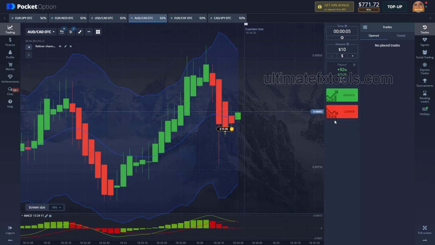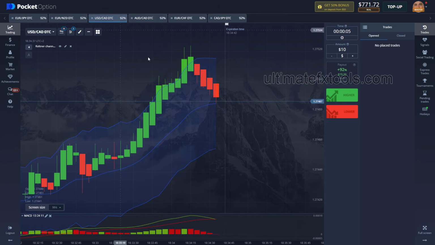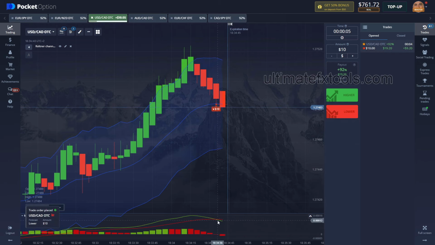Let's try to find a good trading pair. Take a look. The USD CAD meets each MACD line at this point. Then, the trend went down in the middle of our Keltner Channel. We will go for lower on this.